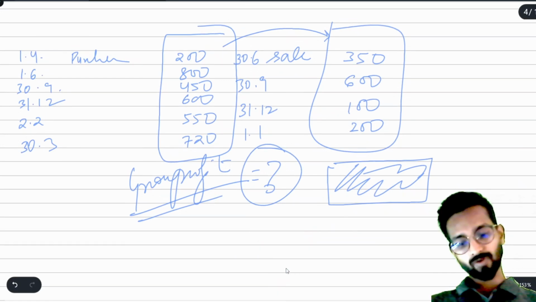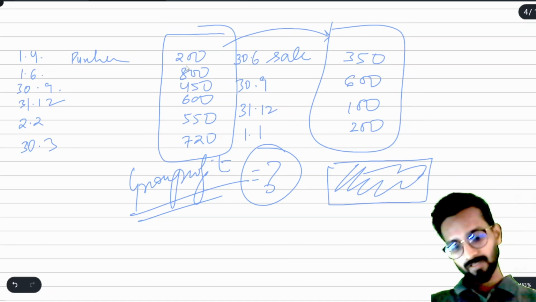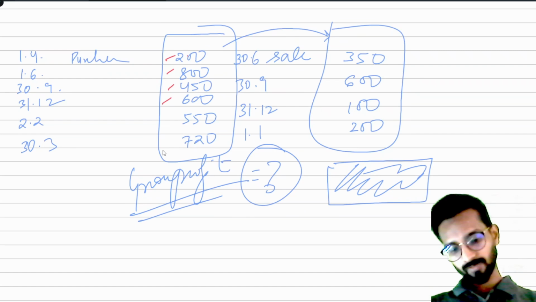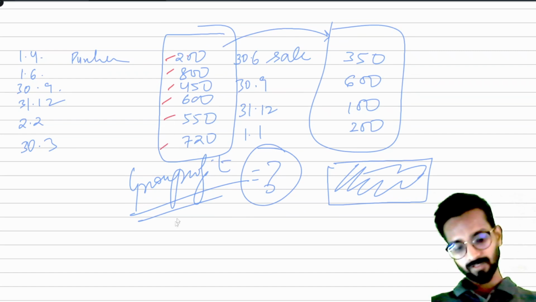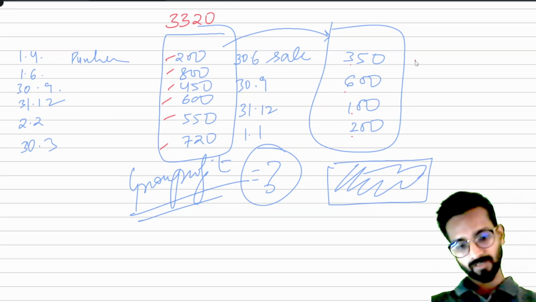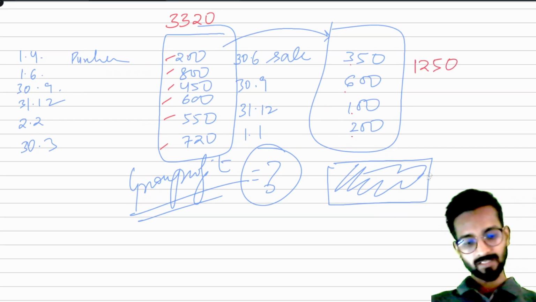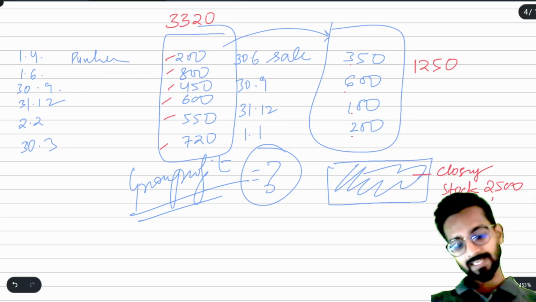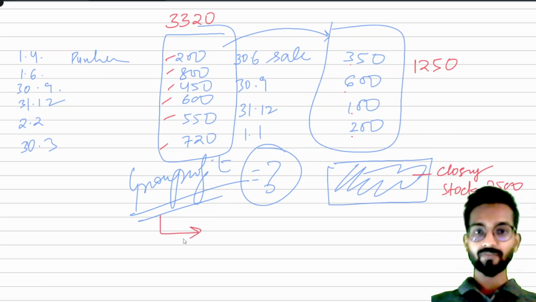What is the total purchases here? 800, 200, 1000, 2000, 2000 and then 3200, 3320. The total purchases are 3320. The total sale is 1250. And I still have the closing stock of say 2500.